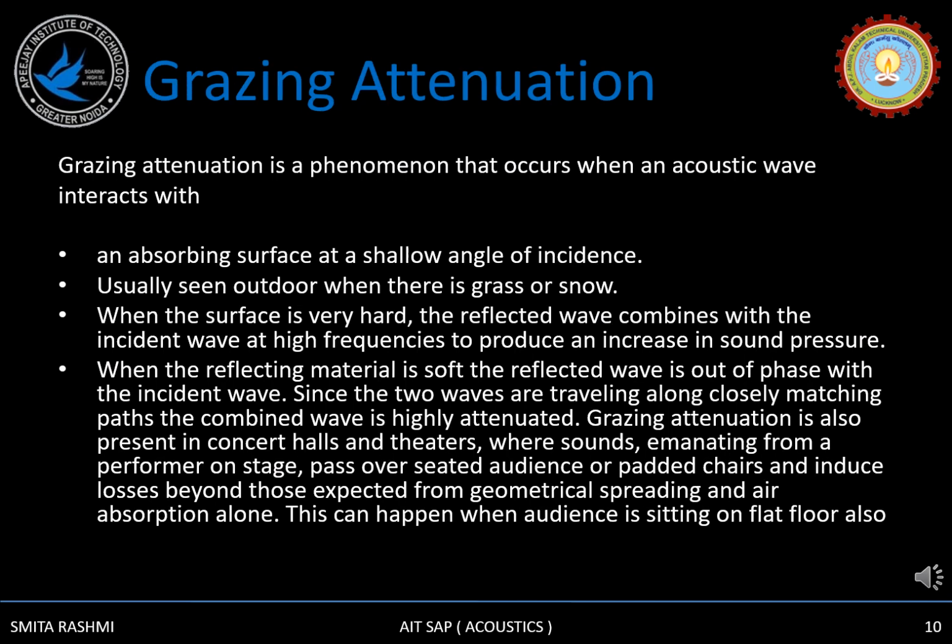Grazing attenuation is a phenomenon that occurs when an acoustical wave interacts with an absorbing surface at a very shallow angle of incidence. For example, if we have any carpet on the floor and the sound source incidence angle is very shallow, that is less than 5 degrees, then a lot of sound will get attenuated. And this phenomenon is usually seen outdoors when there is grass or snow.